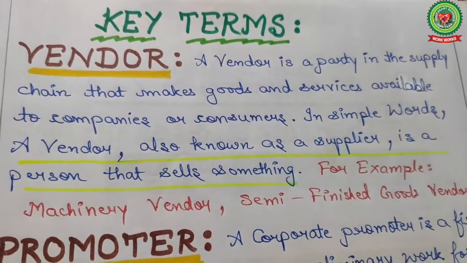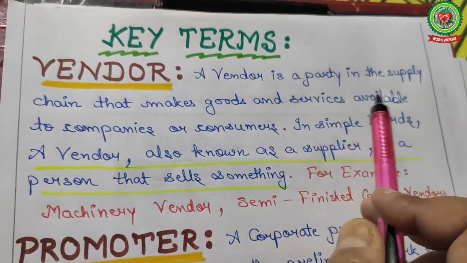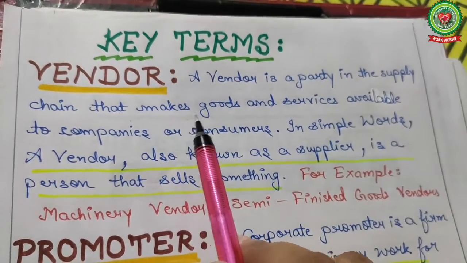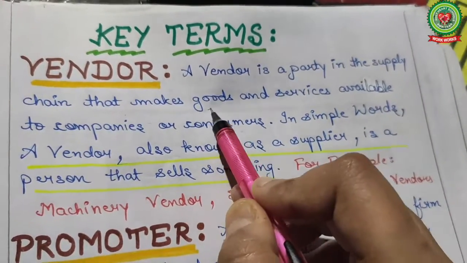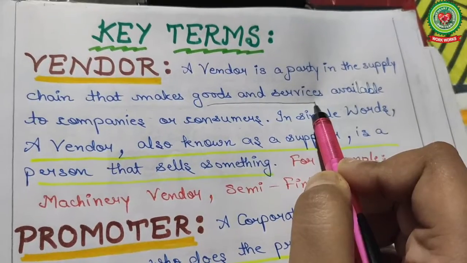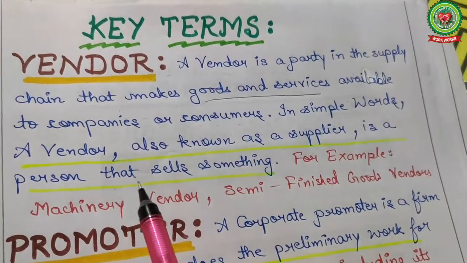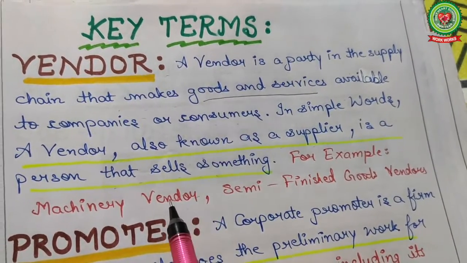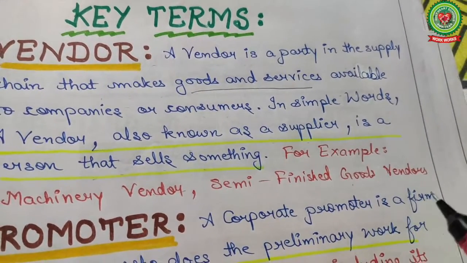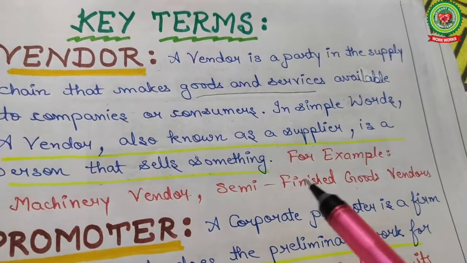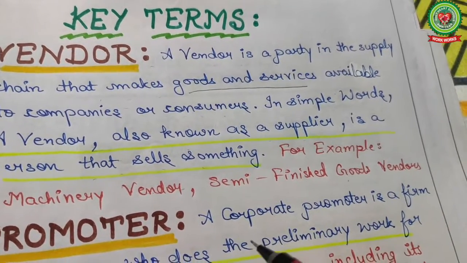First of all, key terms. Vendor. Who is the vendor? A vendor is a party in the supply chain that makes goods and services available to the company or consumer. The person who provides services and goods to the consumers or the company is considered a vendor. In simple words, a vendor, also known as the supplier, is a person that sells something. For example, a machinery vendor who delivers machinery to the company, or a semi-finished goods vendor.